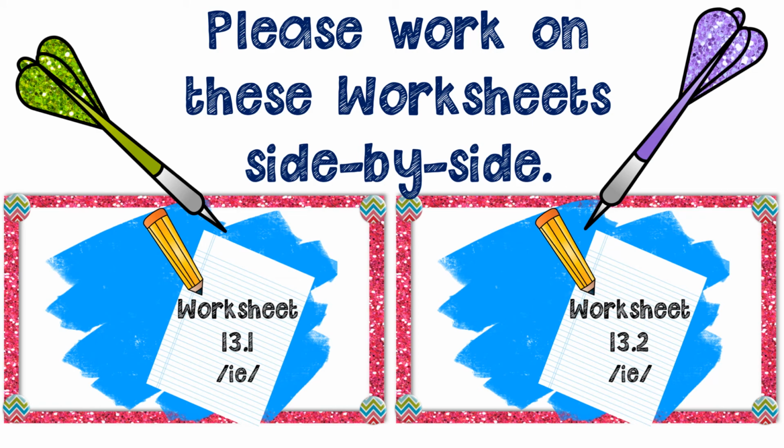Okay, now I need you to look in your packet, and you're going to find 13.1 and 13.2, which are going to be pages 71 and 73. Now you're going to place these side by side, and you can pause the video if you need to get these out first, and then come back to it. Okay, so on 13.1, you have a list of rules and you have a list of words. So first off, you need to practice reading the list of words. So you need to go just straight down the line, read those words out loud to someone. Okay, after you've done that, come back to the video.